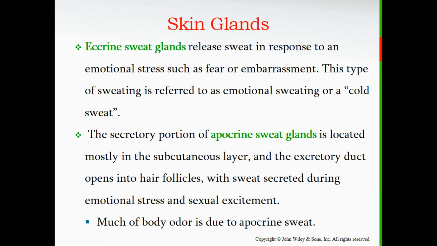The secretory portion of apocrine sweat glands is located mostly in the subcutaneous layer, and the excretory duct opens to the hair follicles. So if you think about the areas we talked about, the groin, the armpit, the beard, there are hair follicles there. And so those sweat glands are typically going to be associated with those hairier regions of your body. They will be secreted during emotional stress and during sexual excitement. Much of body odor is due to apocrine sweat. Insert middle school funk in that part.